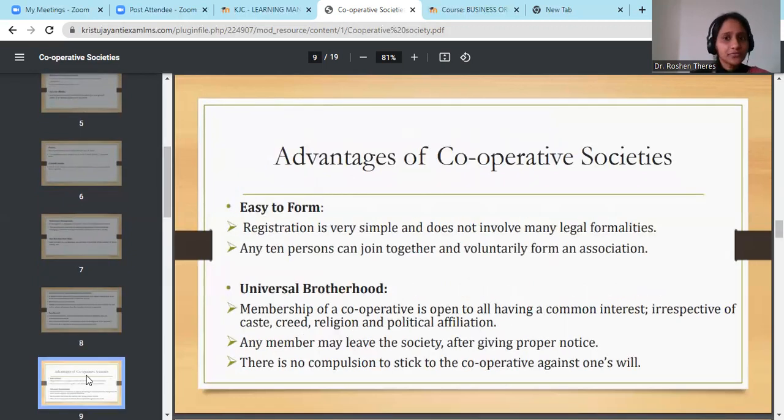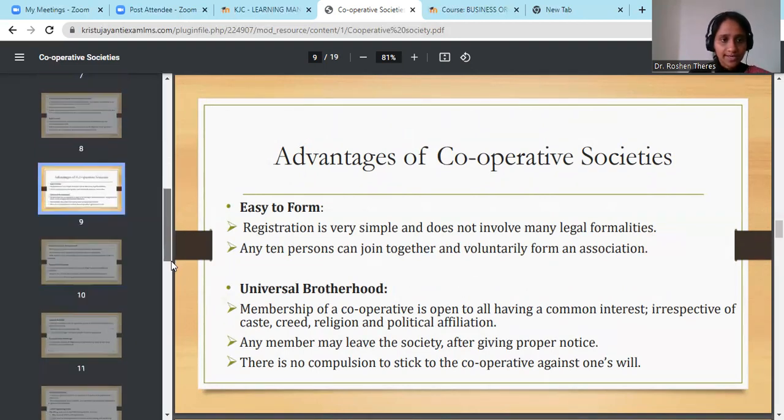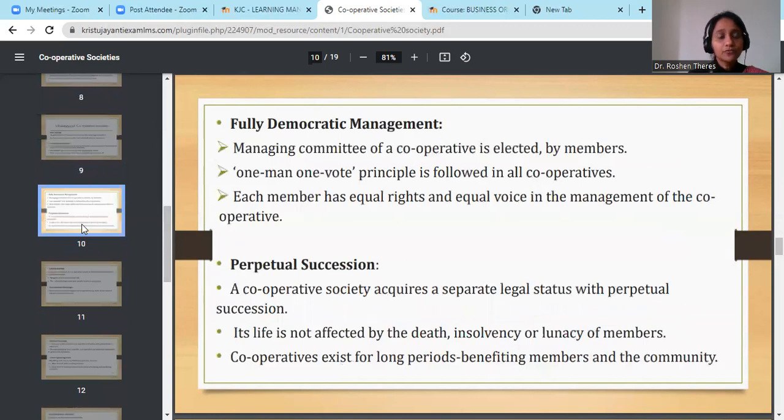So these are the advantages of cooperative societies. It is very easy to form, and there will be a universal brotherhood. Membership of the cooperative is open to all having a common interest, irrespective of caste, creed, religion, and political affiliation. Whoever has a common interest can form the cooperative society. Fully democratic management: we have seen how the democratic management is formed, and they will take the decisions of the cooperative society. Perpetual succession will be there. It will not be affected by the death of any of the members of the cooperative society.